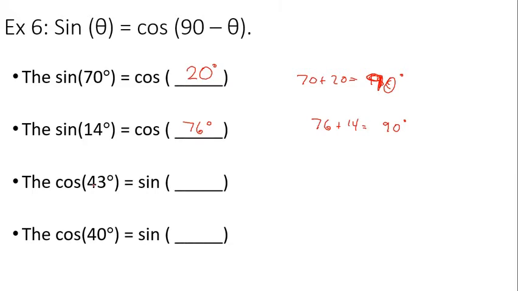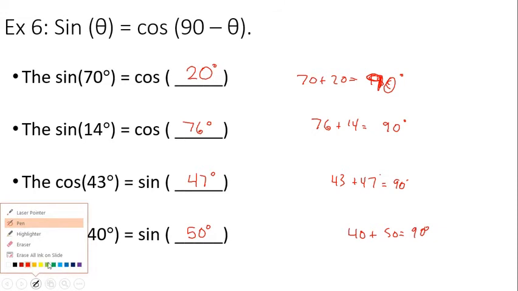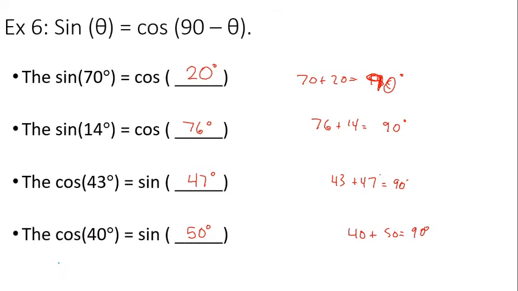And same thing with 43, cosine of 43 is equal to sine of 47, because 43 plus 47 equals 90. And over here, cosine of 40 is equal to sine of 50 degrees, because again, 40 plus 50 equals 90. And another thing I'm going to do here is find the values of those trig functions.